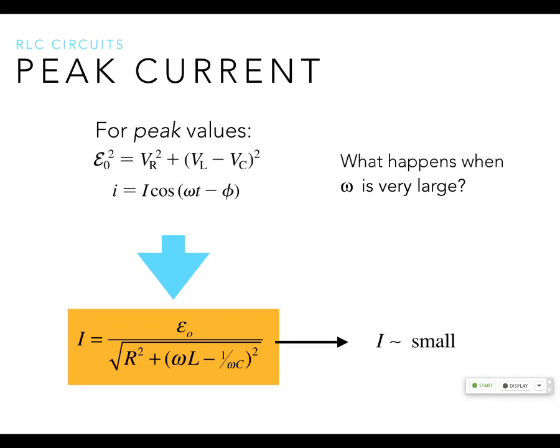What happens when omega is very small? The reactance is big. Actually the same thing, right? So when this is really small, this term gets really small, this term gets really big. So it's small. If it's large, it's small. If it's small, when is it big?